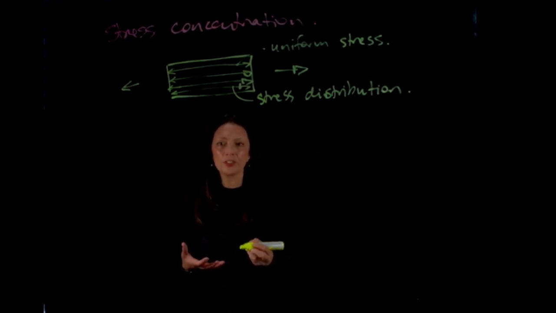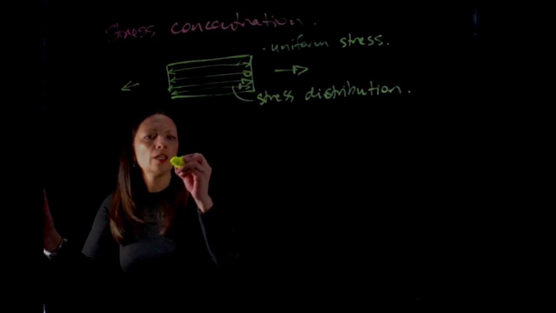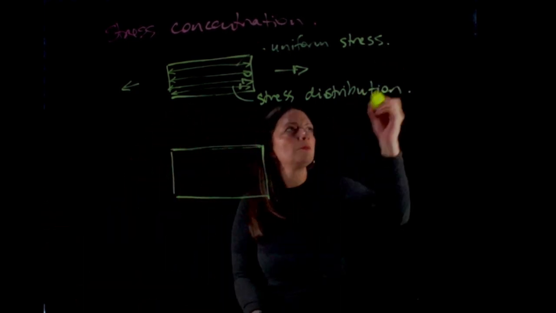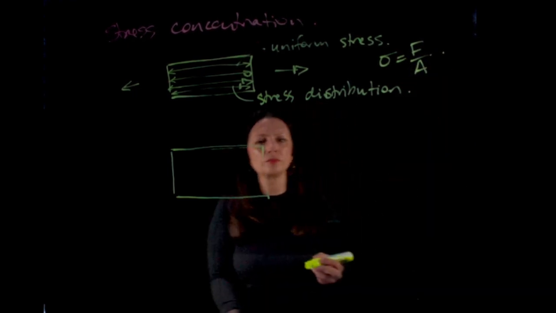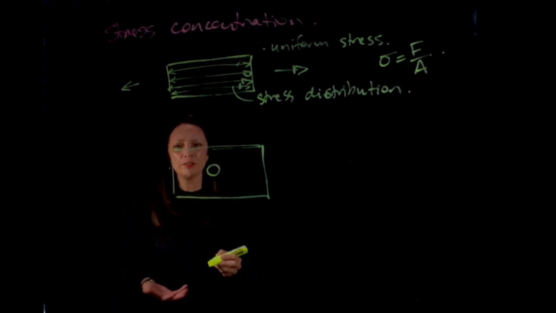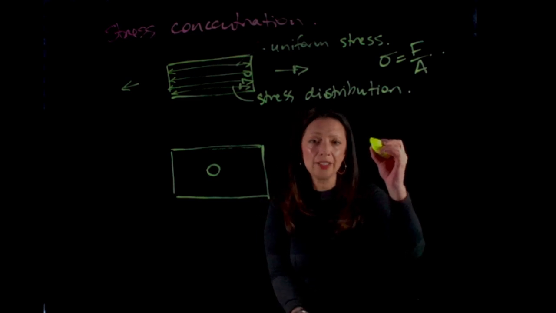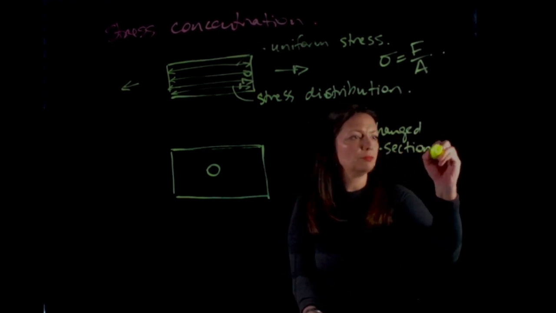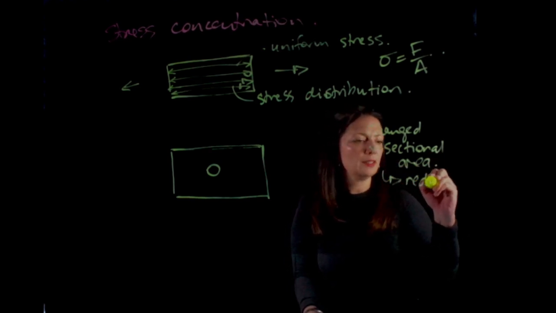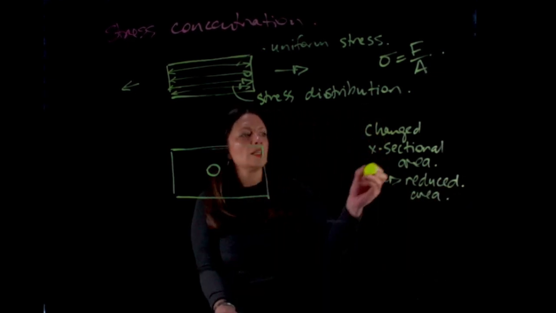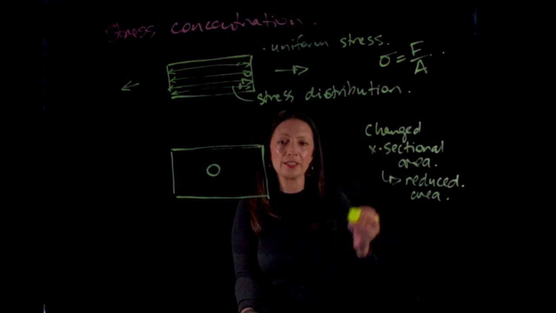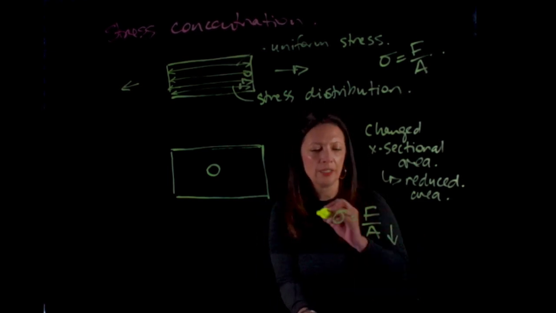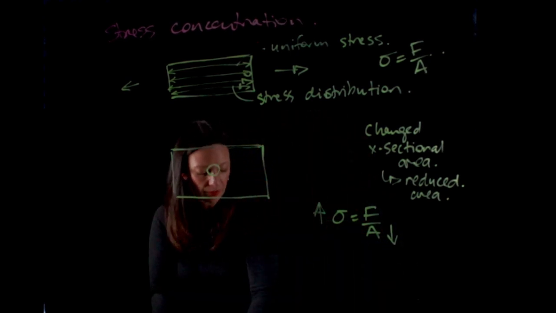But what happens if I change this plate? Up here, sigma equals F on A. If I now have a hole in the middle of this plate, what have I done? I've effectively changed the cross-sectional area. I've actually reduced it. So if I reduce the area, what's going to happen to my stress? It's going to increase, yeah? Stress equals F on A. If this is small, it becomes big. So what does my stress distribution look like?